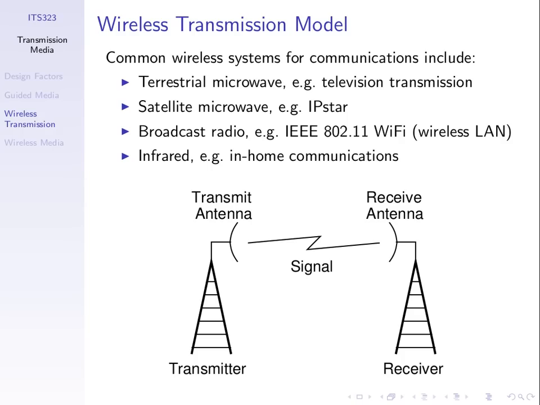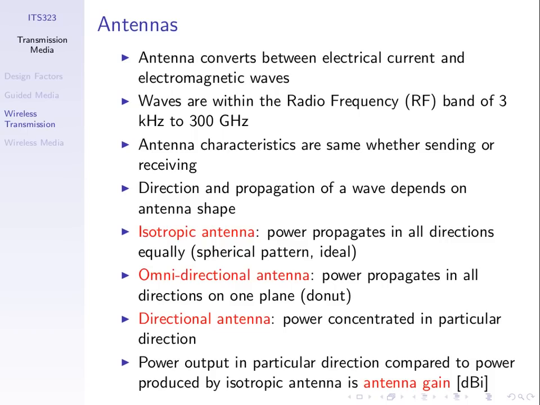So we care about the antennas, how they're designed, what their characteristics are. Another thing we'll go through today is the relationship between the antennas, the power of transmitting and receiving, and the distance. How far apart can we place our antennas, our transmitter and receiver, so that they can still communicate? The antennas.